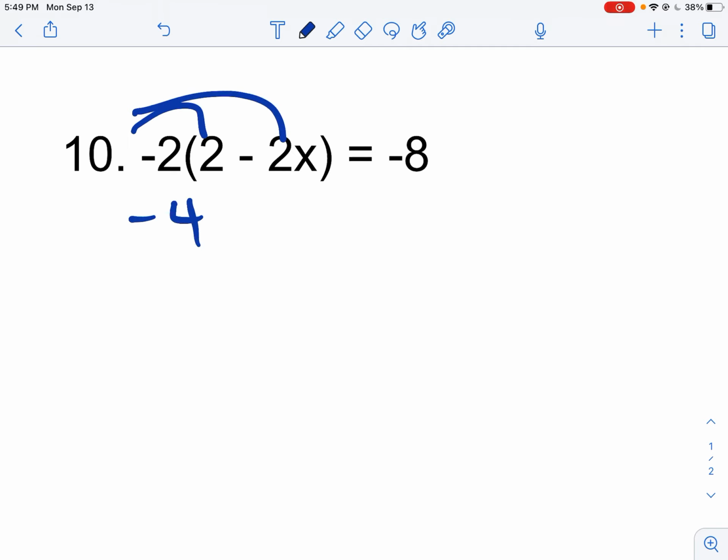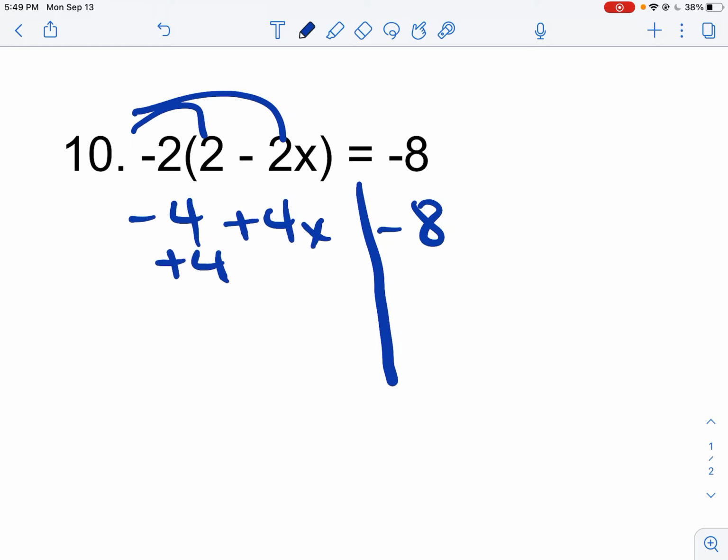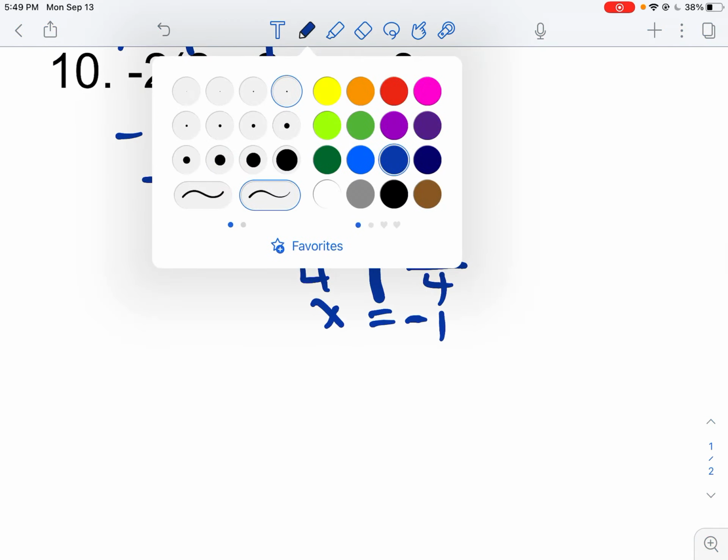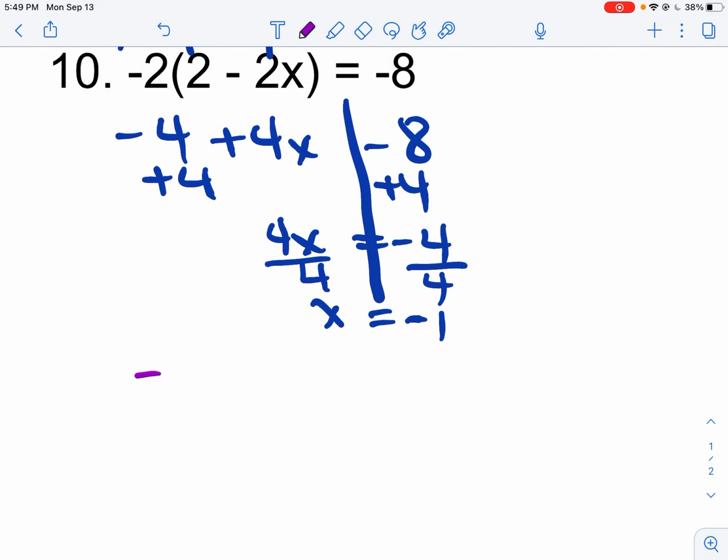Okay, 2 more problems. Negative 2 times 2 would get me negative 4. Negative 2 times negative 2x would get me plus 4x. I get negative 8. I add 4 to both sides of the equal sign because we want to get rid of the negative 4, and the opposite of negative 4 is positive 4. 4x equals negative 4. I divide by 4 on both sides. I get x equals negative 1.